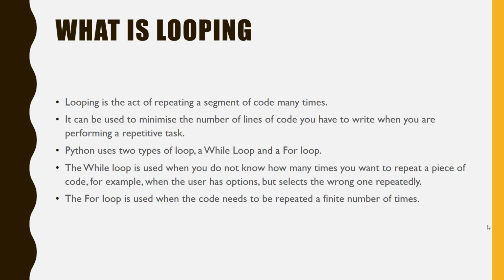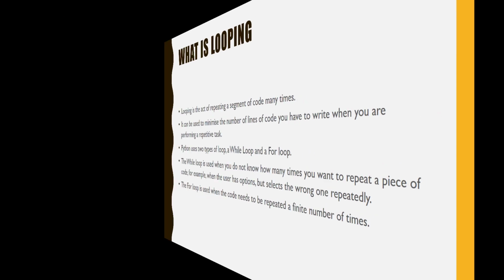The while loop is used when you do not know how many times you want to repeat a piece of code. For example, when the user has options, but selects the wrong one repeatedly. The for loop is used when the code needs to be repeated a finite number of times. Let's have a look at an example now.